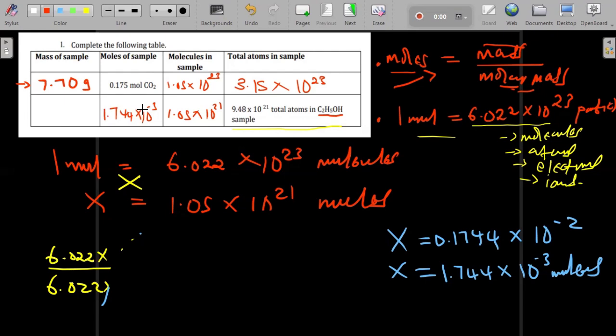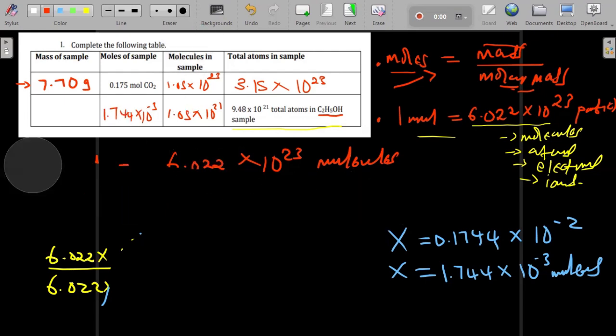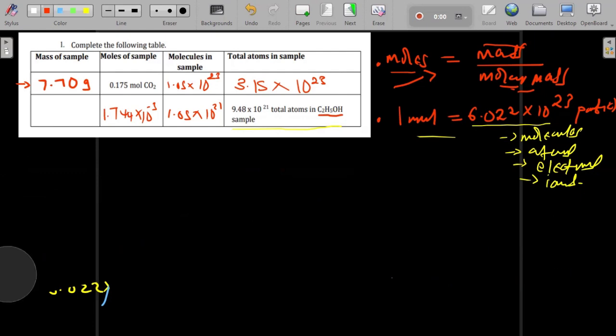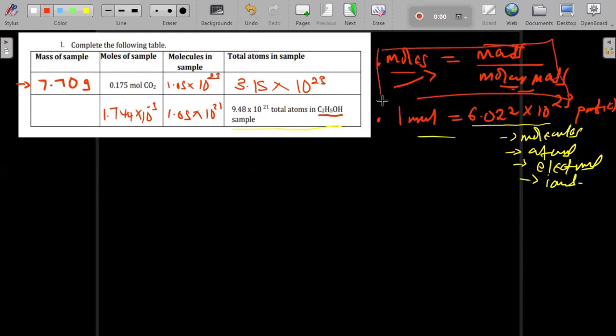That's what we get. And then from there, since we now have the number of moles, we can find the mass. Remember, to find the mass, we're just using this relationship: moles is equal to mass over molar mass. So if we make mass the subject of the formula, mass is equal to moles multiplied by the molar mass. But here it means we have to calculate the molar mass of this compound.